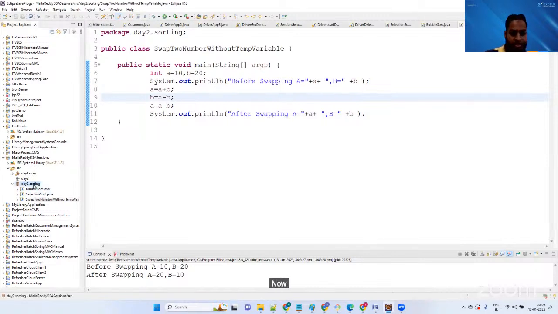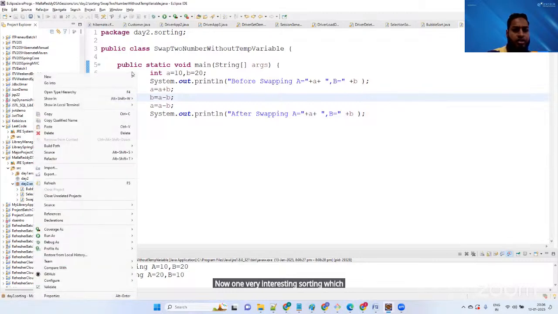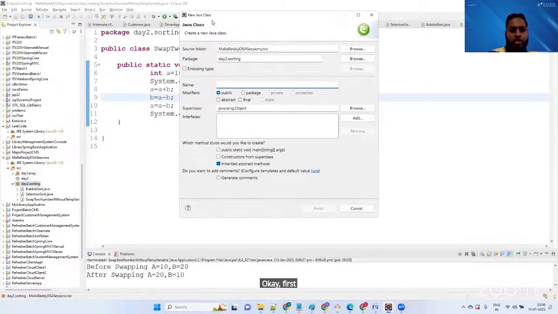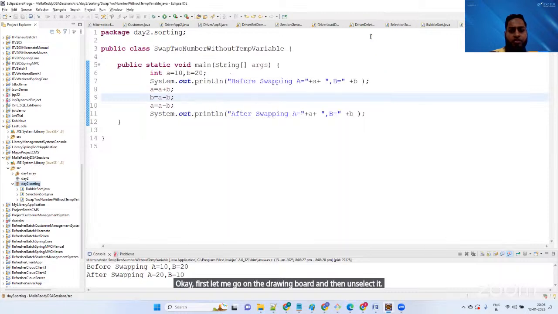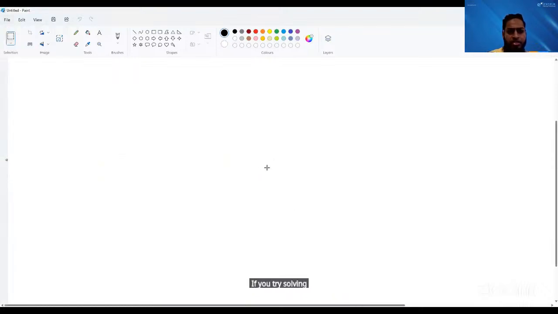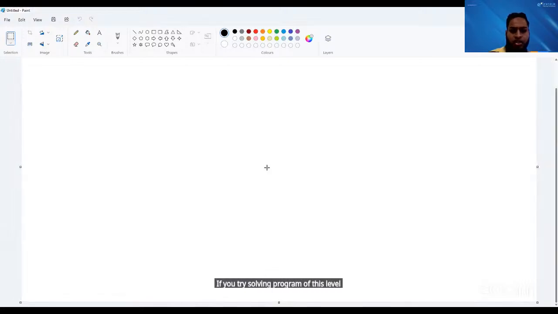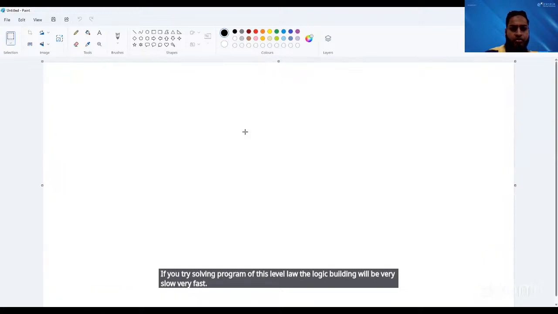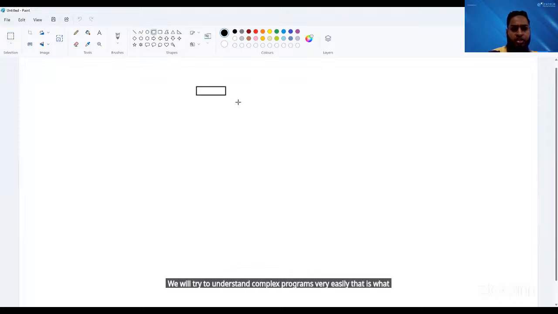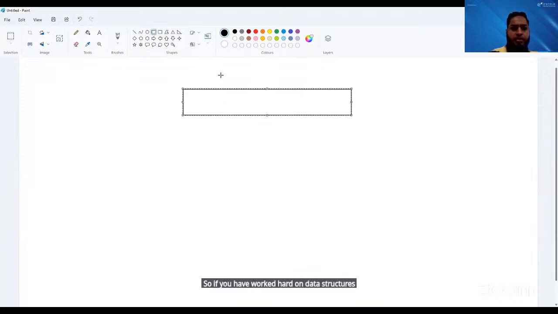Now one very interesting sorting which we will learn. Okay, first let me go to the drawing board and then answer it. It's very interesting, a little bit complex, but quite interesting. It will clear your logic very much. If you try solving programs of this level, your logic building will be very fast. So we'll try to understand complex programs very easily. That is what data structures is for. So if you have worked hard on data structures, then programming becomes that much easier for us.